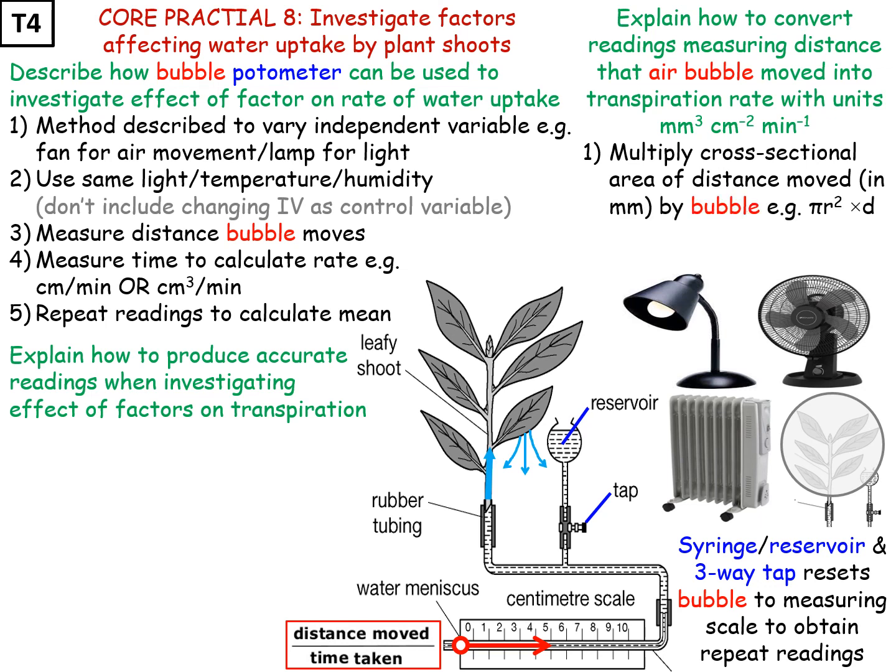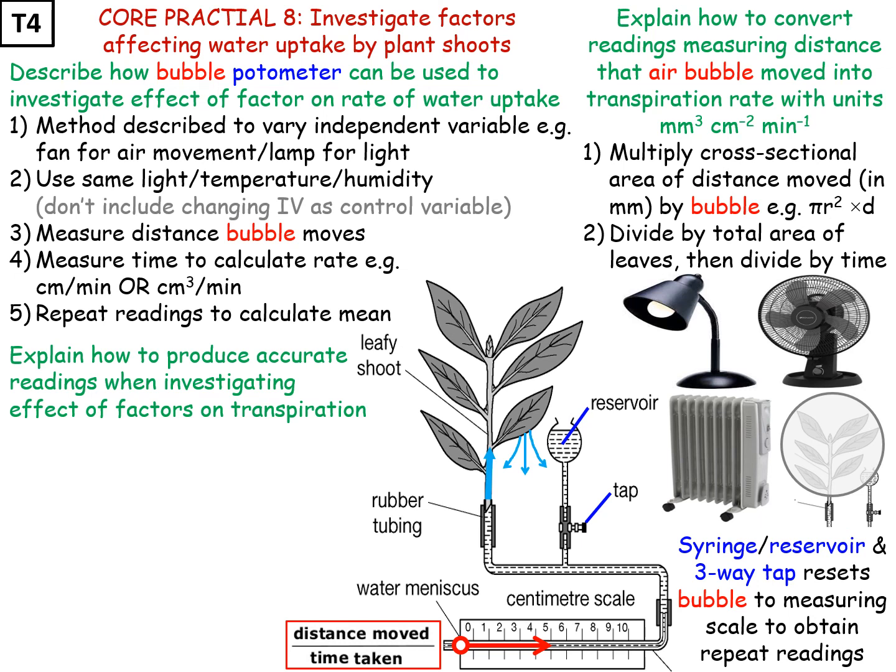So that would be pi r squared multiplied by the distance the bubble moved, and that will give you millimeter cubed, as long as you measure the distance the bubble moves in millimeters. To do it per centimeter squared, that will be the area of the leaves. Clearly if you have more leaves, there'll be more transpiration. So the centimeter squared is the total area of the leaf, and then the per minute is by dividing it by time.